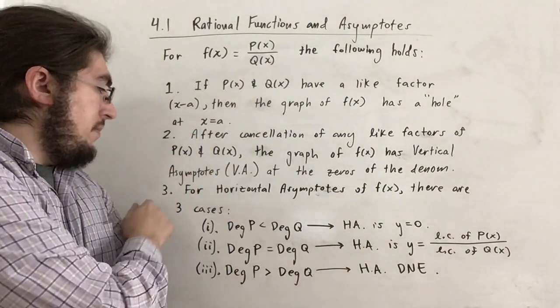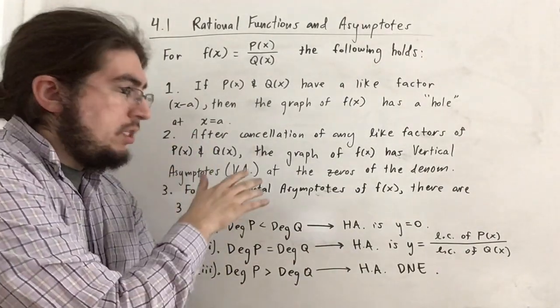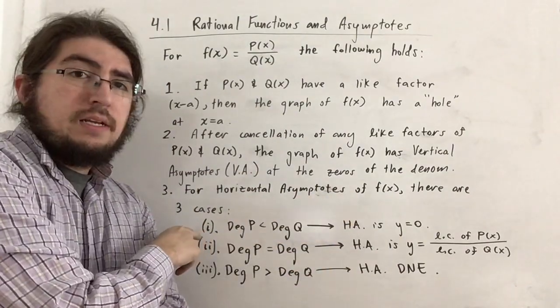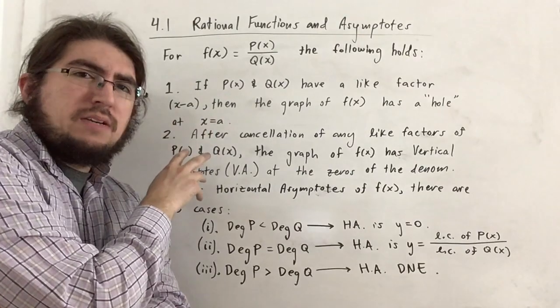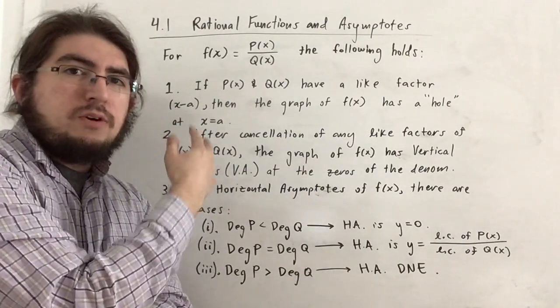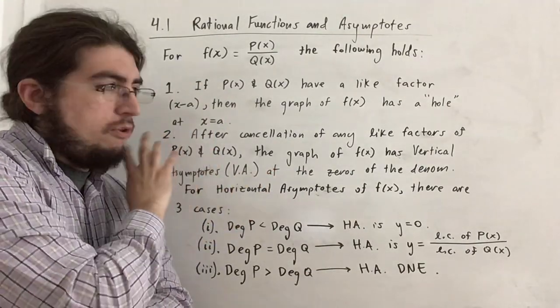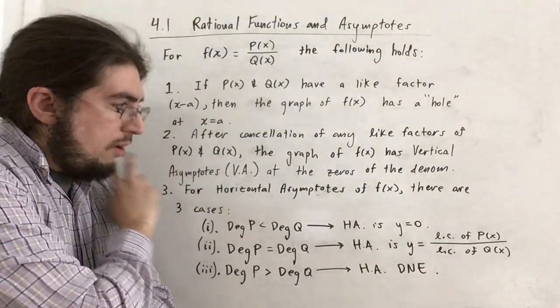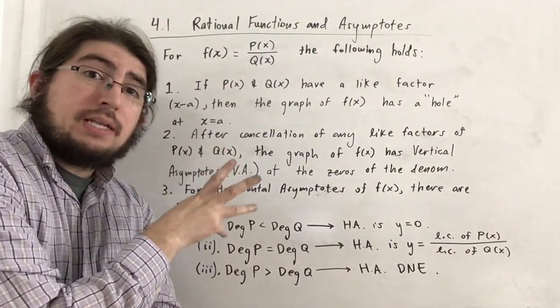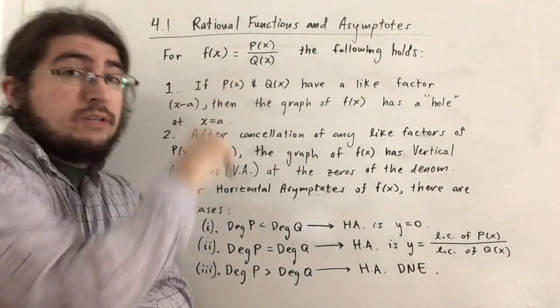Okay. 3 says for horizontal asymptotes of f of x, there are 3 cases. Vertical asymptotes are pretty easy to find. Do any cancellation first, then set the remaining factors equal to 0 and solve for that. But for the horizontal asymptotes, there are 3 cases, and it depends on the degree of the numerator and denominator.